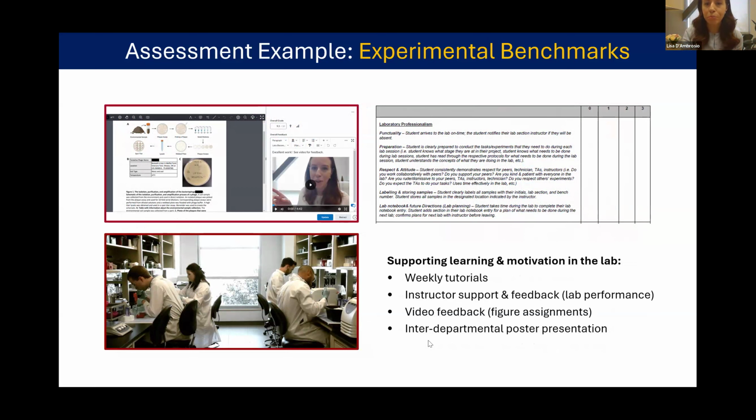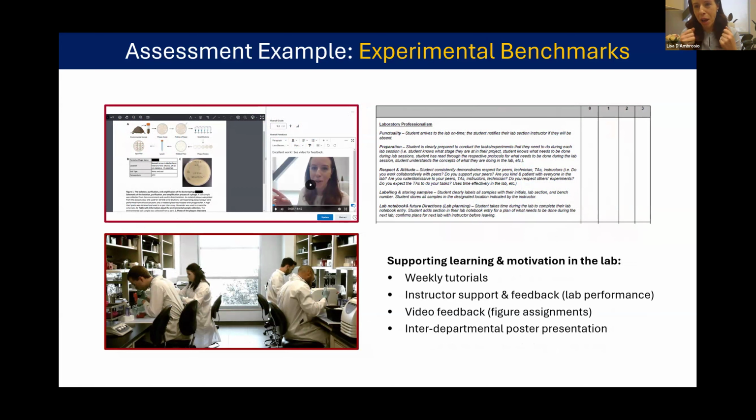So for example, we have weekly tutorial sessions. We also have a lab performance assessment whereby the instructor and/or the TAs can offer students feedback on their work in the lab so they can progress.